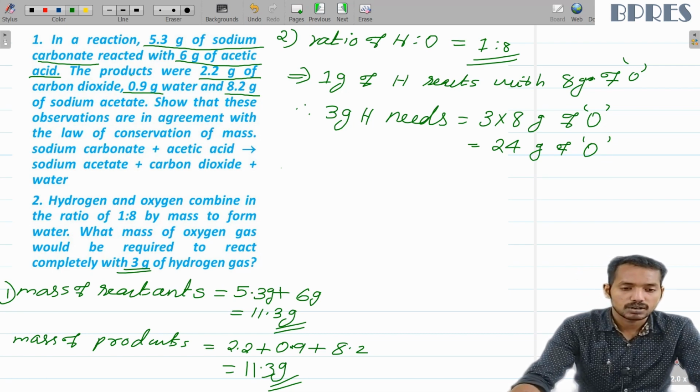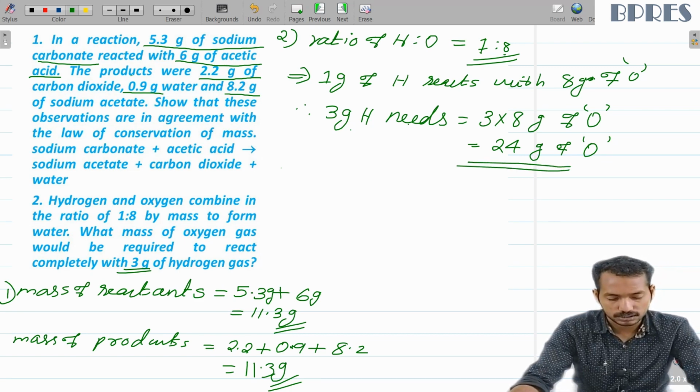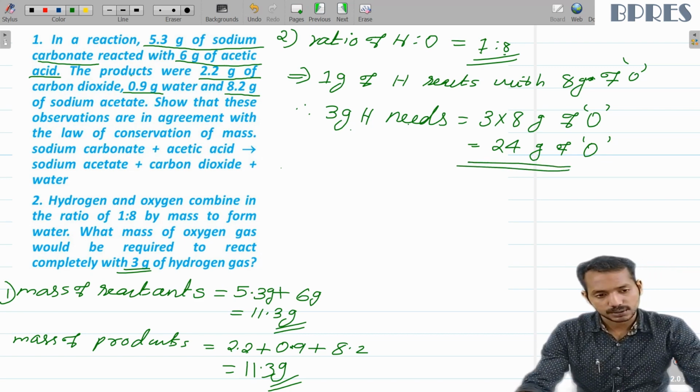Clear? Because the ratio is 1 is to 8 means 1 gram of hydrogen needs 8 gram. Obviously 3 gram of hydrogen needs 3 into 8 gram, which is equal to 24 gram of oxygen. Some more questions are given that you can try yourself.